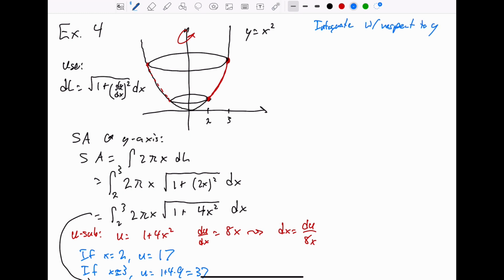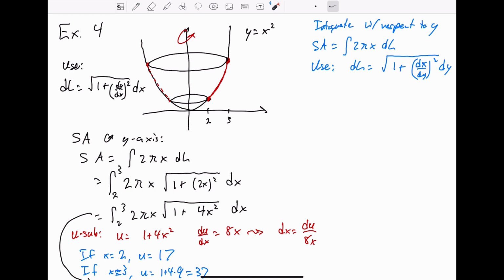We start with the same surface area formula. The surface area rotated about the y-axis is 2 pi x dl. The difference is that we use the expression for dl that integrates in terms of y. So here we're going to use dl equals the square root of 1 plus the derivative of x with respect to y squared dy.